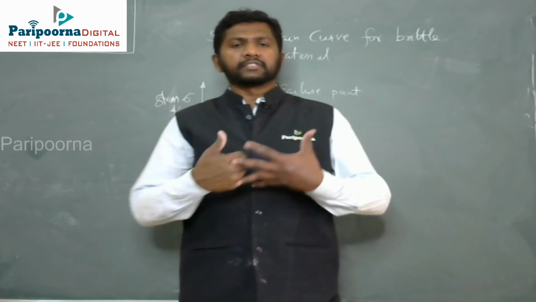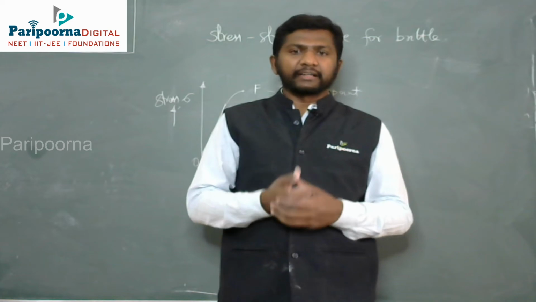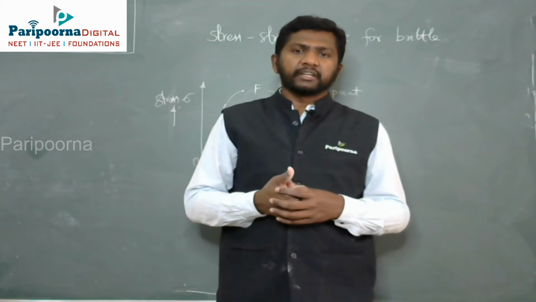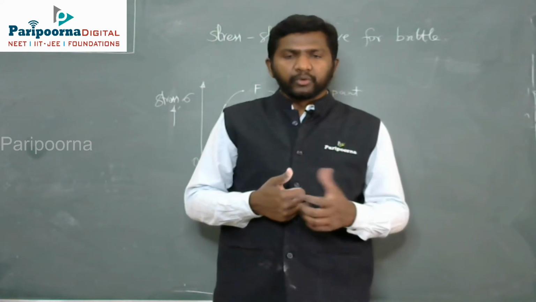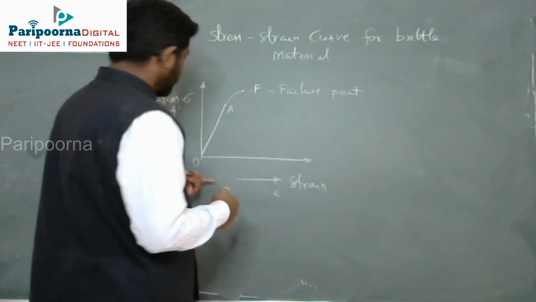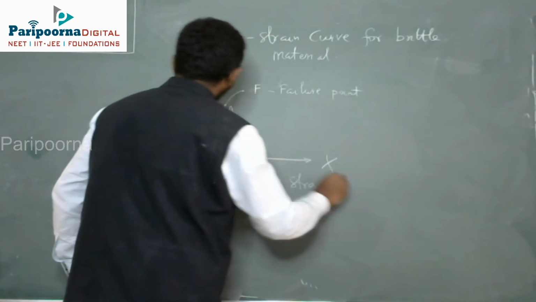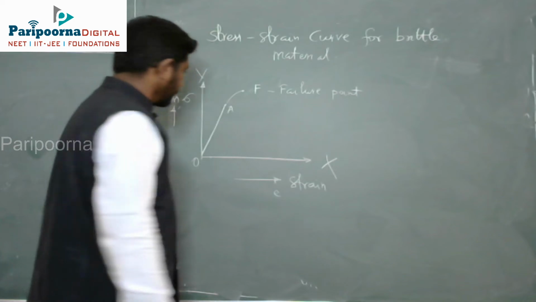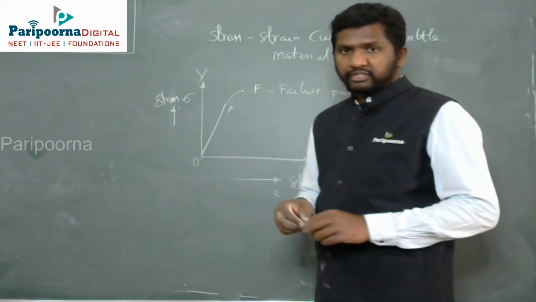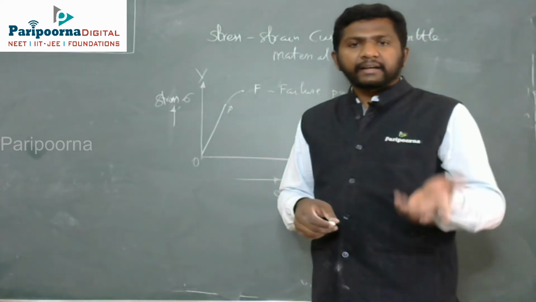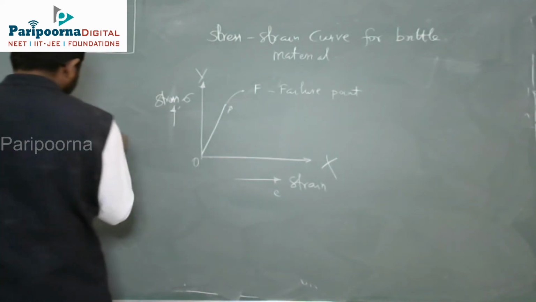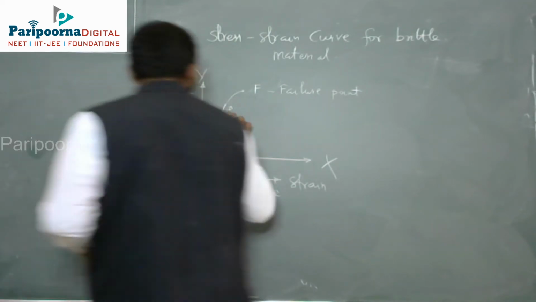Now let us discuss the stress strain curve for ductile and brittle material. Previously we discussed the stress strain curve for ductile material. Now we will see the stress strain curve for brittle material. Strain is taken on the x-axis and stress on the y-axis. If you consider the curve from O to A, it is a straight line, which means, like ductile material, stress is proportional to strain within this limit.